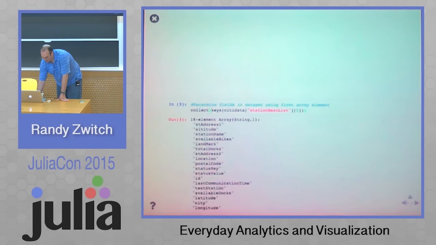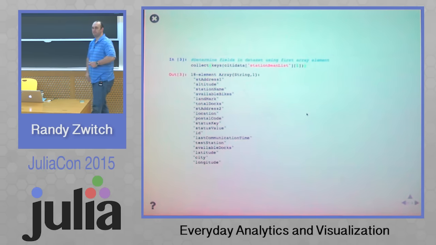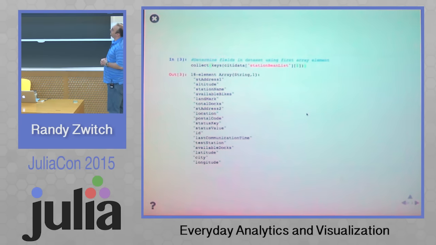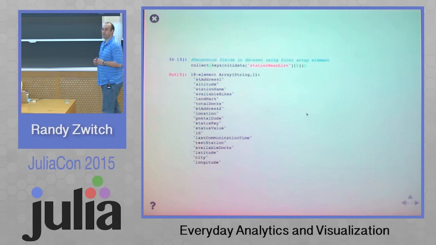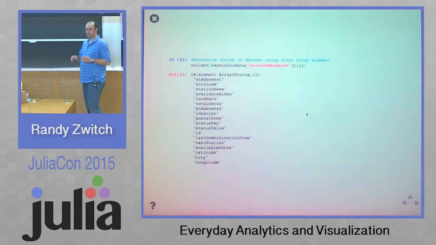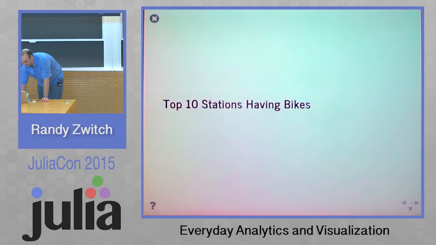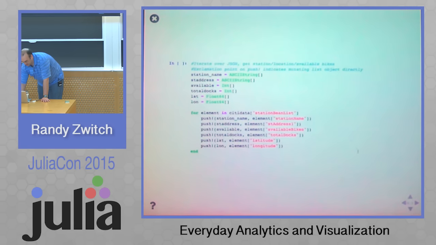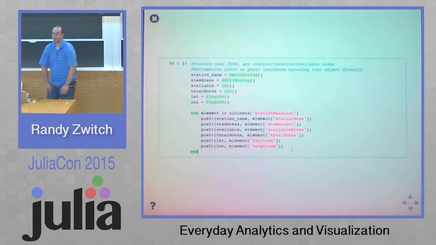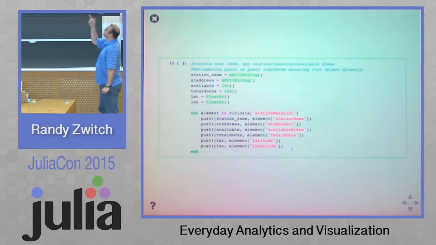And if we want to find out what data they return back, it's slightly different than the archive data. Because this is real time, they don't give you the demographic information. They just give you the location of the bikes, the available bikes that they have, the total number of bikes in the station, and so forth. And we can calculate the top 10 stations having bikes using some pretty simple arithmetic. In this case, all I'm doing is creating empty arrays and then taking the keys out of the dictionary.